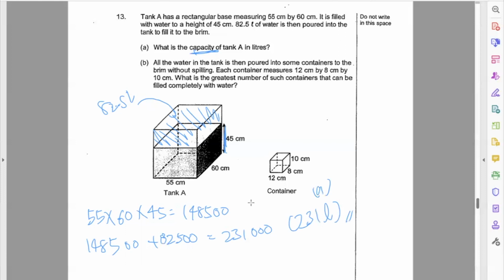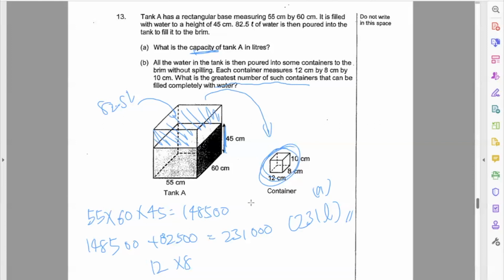Let's look at the answer for part B. All the water in the tank is then poured into some containers to the brim without spilling. Each container measuring 12 by 8 by 10. So we'll pour everything into small containers like this. So find the greatest number of such containers. Very easy. First, let's find out the volume of one of these containers. Length, breadth times height. One of these small containers has a volume of 960 ml.